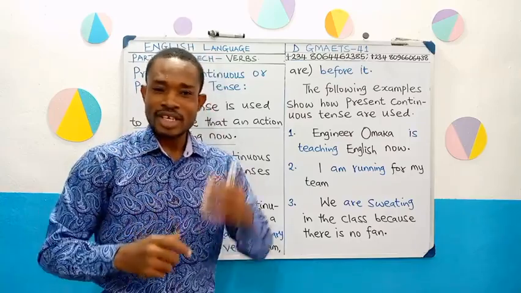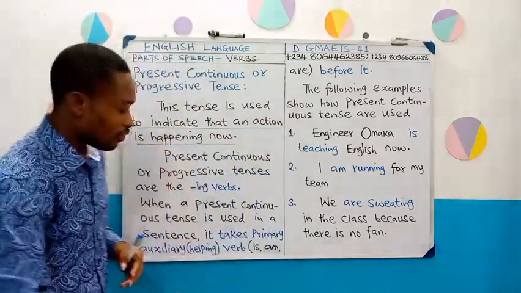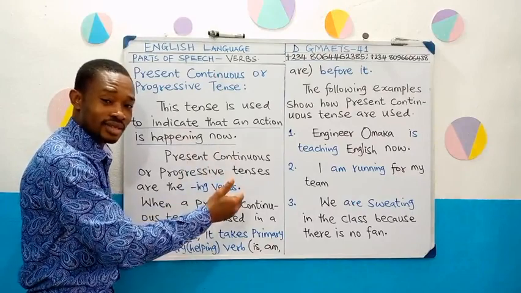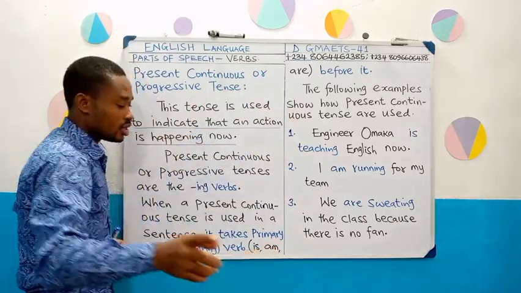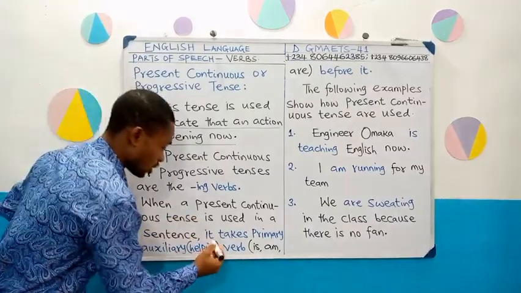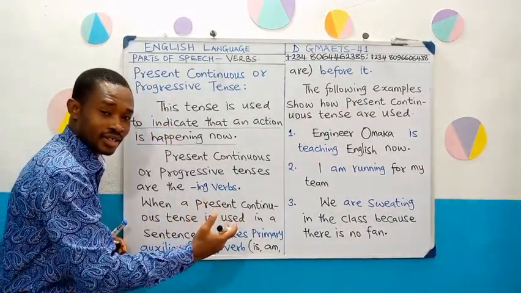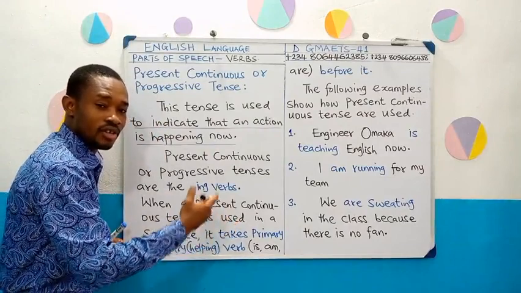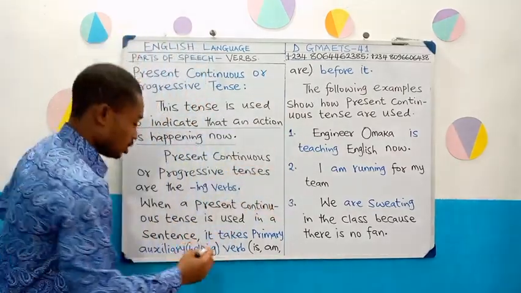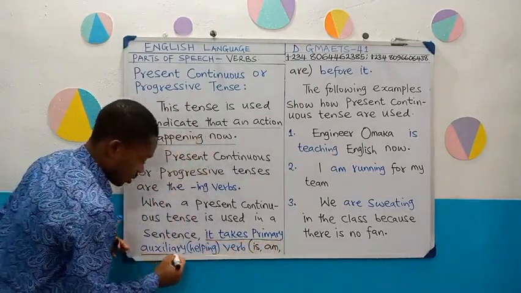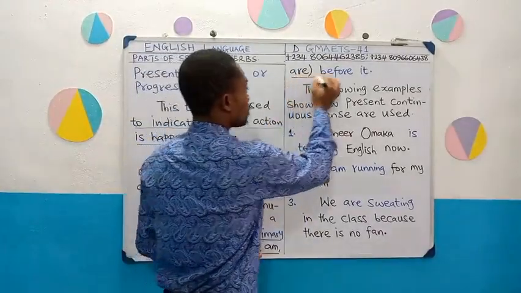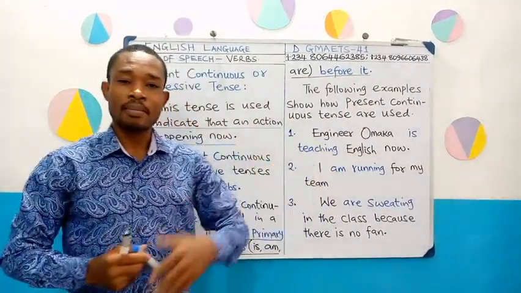As I told you, these verbs are the ing verbs. It's important for you to know that whenever you are using continuous tense, progressive tense in a sentence, if you're using them as present continuous, they must take a primary auxiliary verb. Permit me to underline this again, very important. When you use a present continuous tense in a sentence, it must take a primary auxiliary verb before it. And this primary auxiliary verb it takes is in present tense form. Those ones in their present tense form. Example: is, am, are.